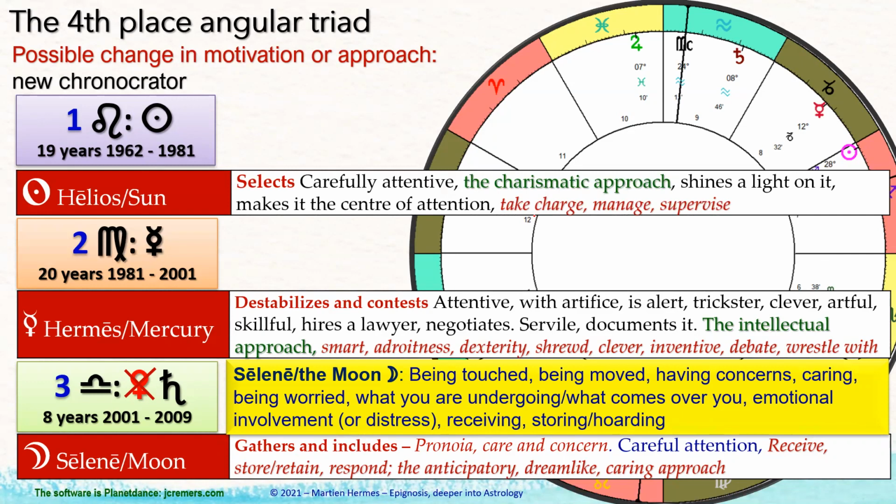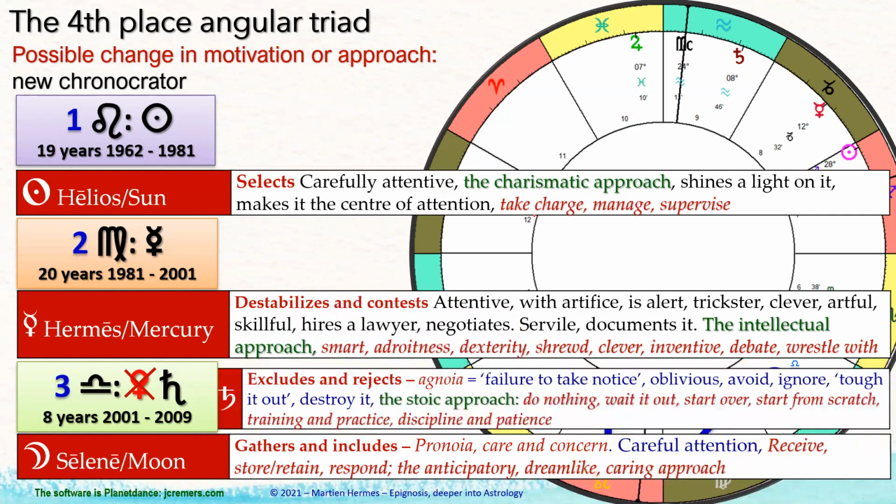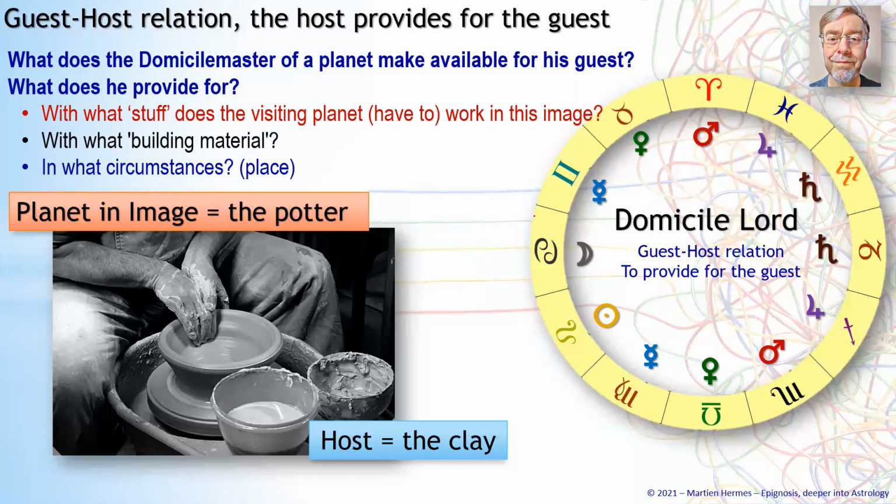How does the moon take care of things? She is the one with careful attention, the anticipatory, the dreamlike, the caring approach. But we also have, of course, Saturn, the planet that excludes and rejects, which has to do with perhaps the stoic approach to life. Don't take risks, which is what you said about your photography career at that period, but discipline and patience, but also duty, perhaps, and not taking risks, etc. Yeah. And starting over, starting from scratch, that really applies. Yeah. That's Saturn. Yeah. Okay.